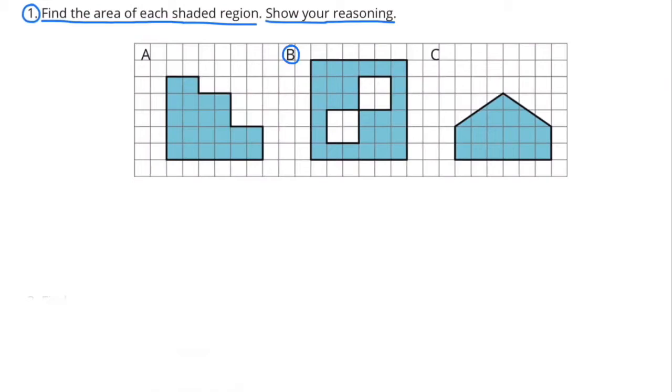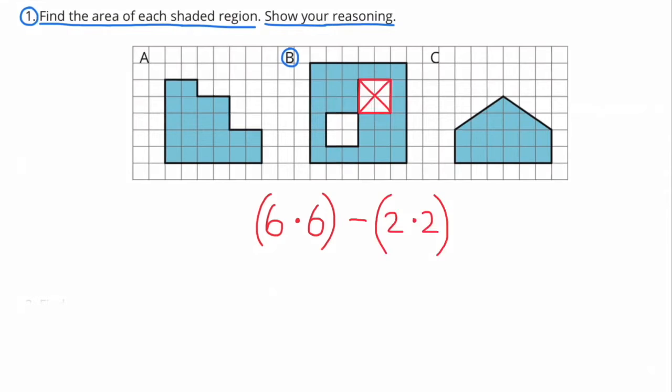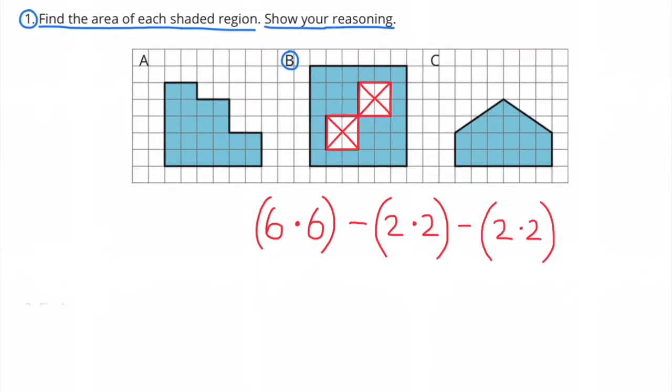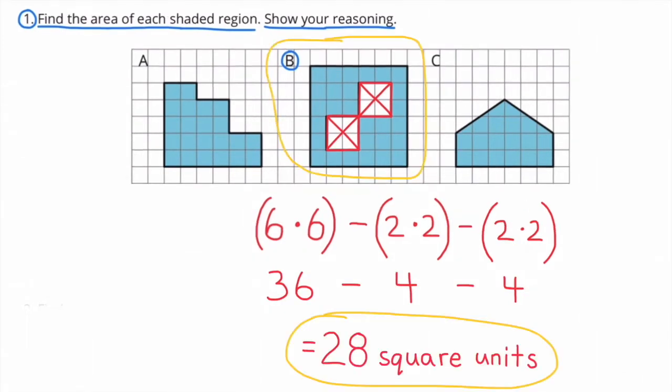B. This shape can be looked at as a square with a side length of 6 and 2 smaller squares that were removed. So 6 times 6 minus 2 times 2 minus 2 times 2 equals 36 minus 4 minus 4. The area of B is 28 square units.